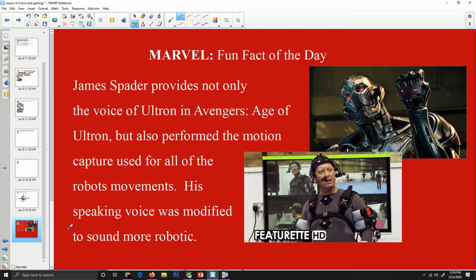So the Marvel fun fact of the day: James Spader, not only the voice of Ultron in the Avengers: Age of Ultron, but he also performed the motion capture used for all the robots' movements. His speaking voice was modified to sound even more robotic. That's all I got.